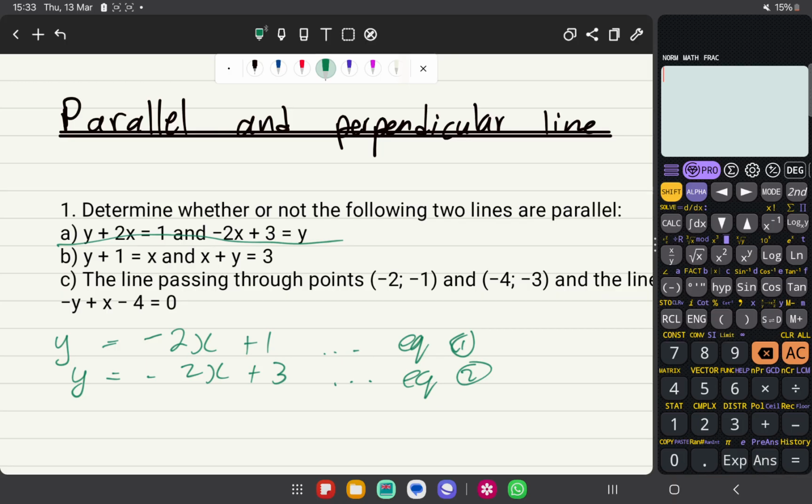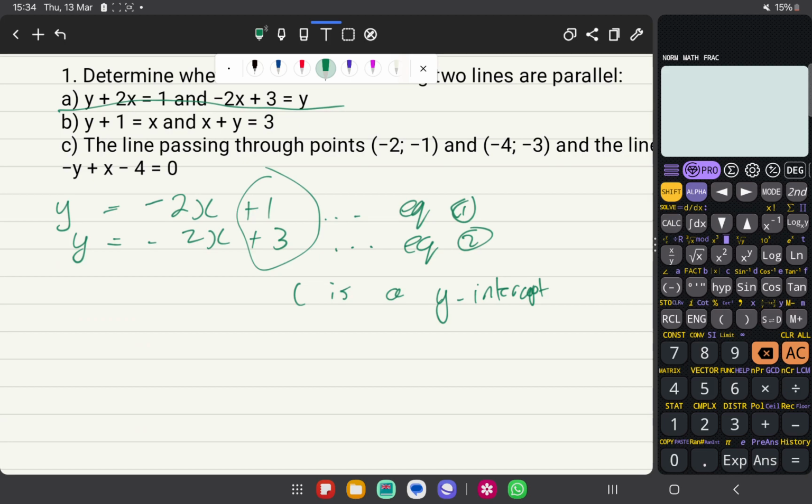Something I forgot to mention when we were talking about the equations of a line is the y-intercept. The c is the y-intercept. So c is a y value. It's the y value of the y-intercept. Let me not complicate it.